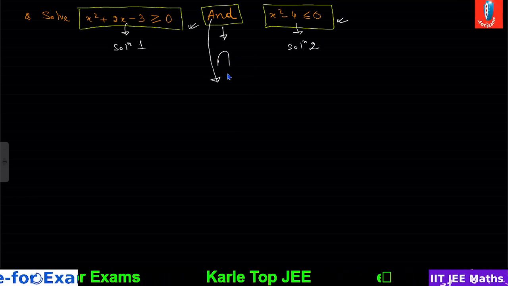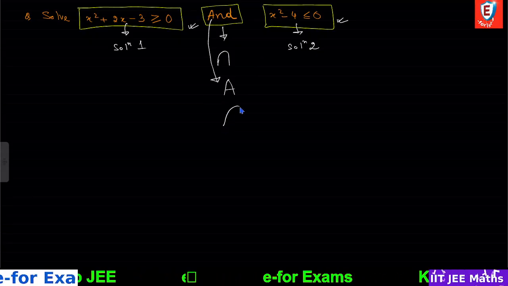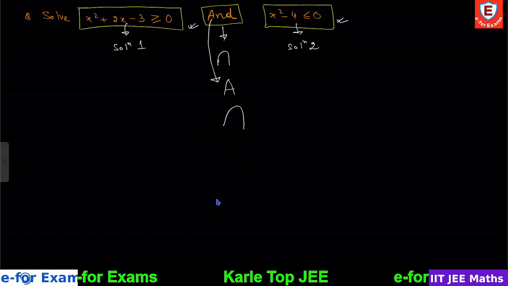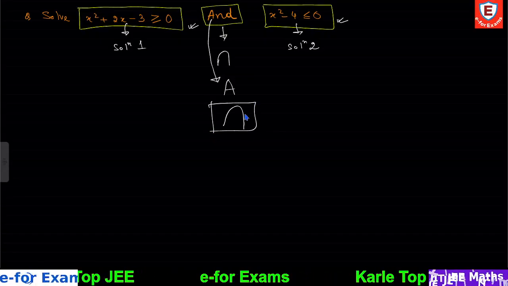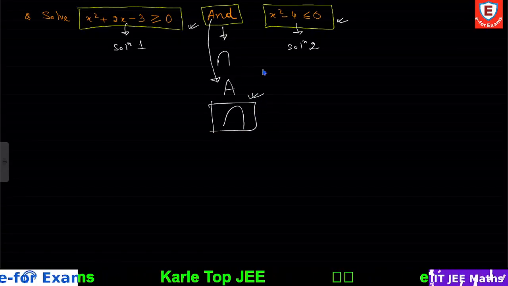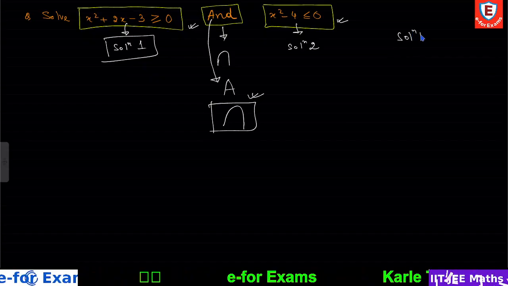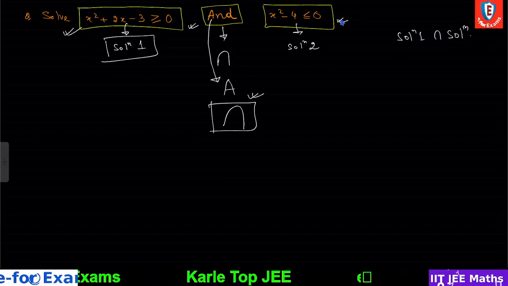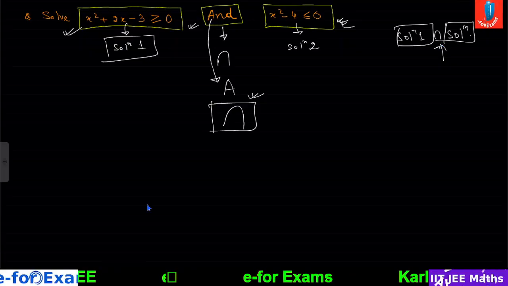The symbol for 'and' is like this. So 'A' we can write like this, removing the bar. If we remove this bar, it looks like the intersection symbol, right? So when 'and' is there, use the intersection symbol. The final solution will be solution 1 intersection solution 2. Find out the individual solutions and do the intersection of both. Got it? So let's solve it.